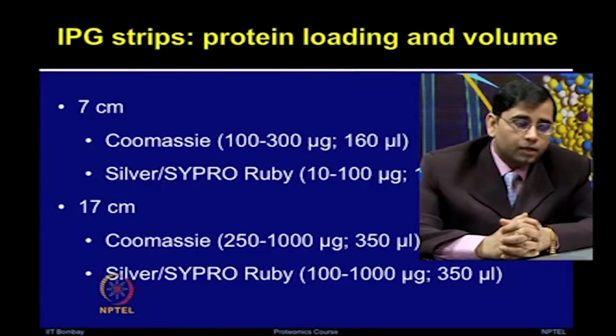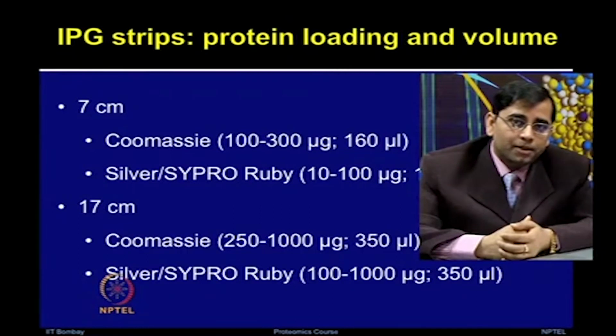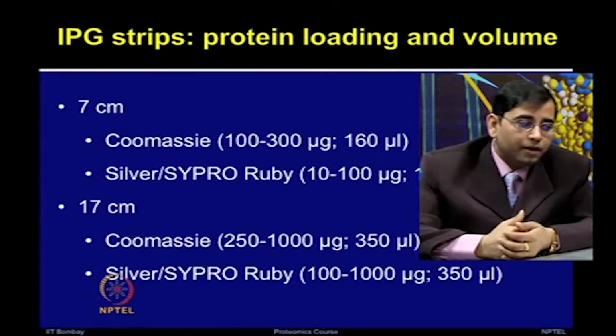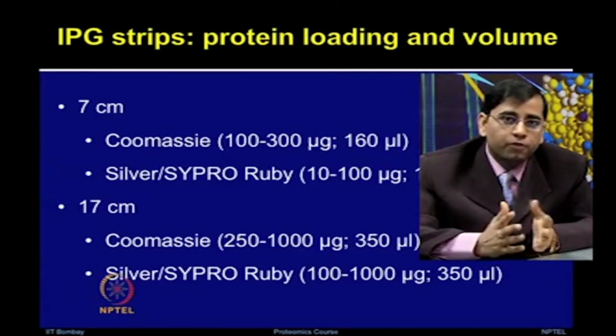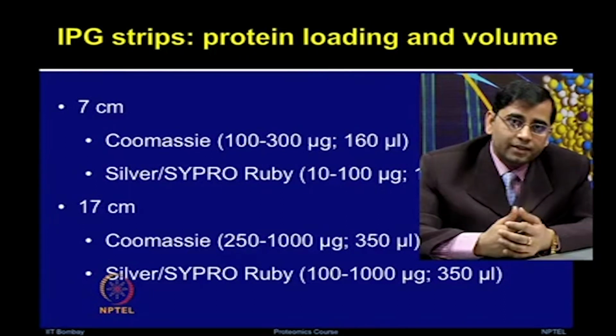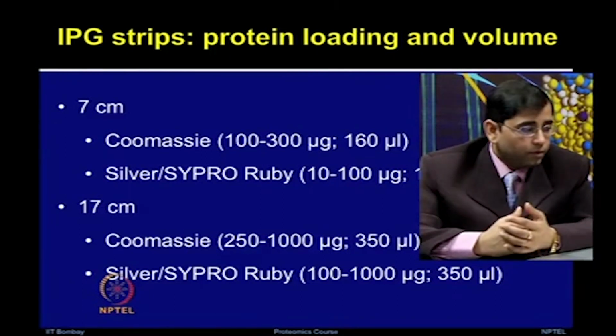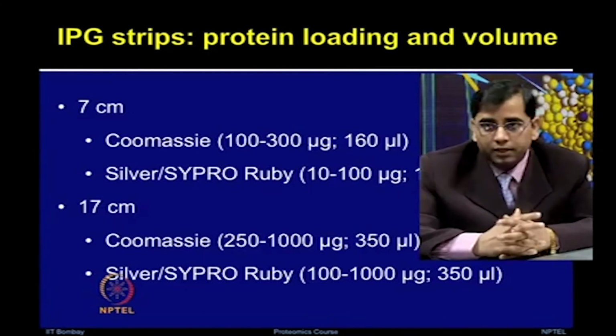For example, if you have a small strip like 7 centimeter length, you can apply between 100 to 300 microgram of protein, and maximum volume could be 150 to 160 microliters. Usually Coomassie stain is a good choice, and if you have Coomassie stain, you can stain that with this much protein.